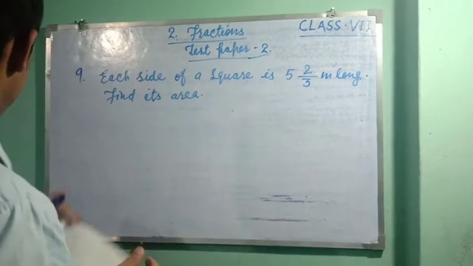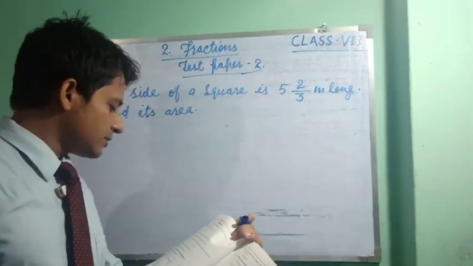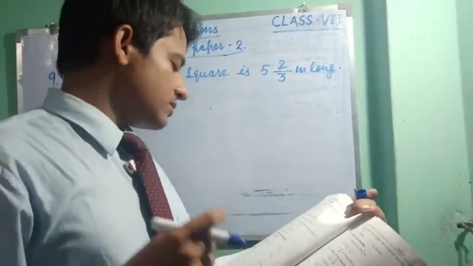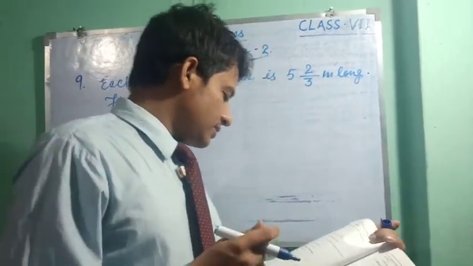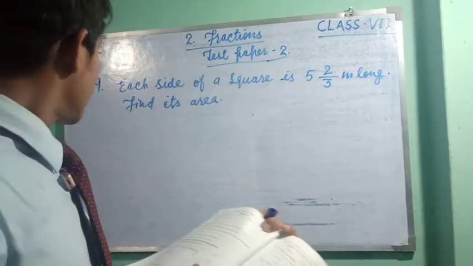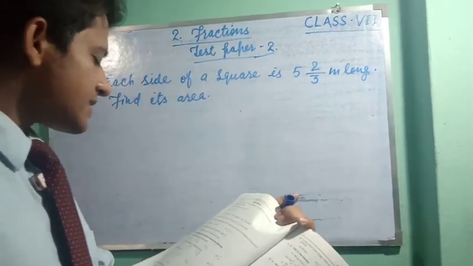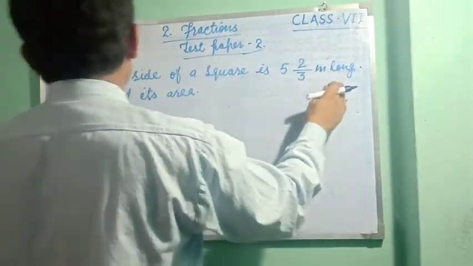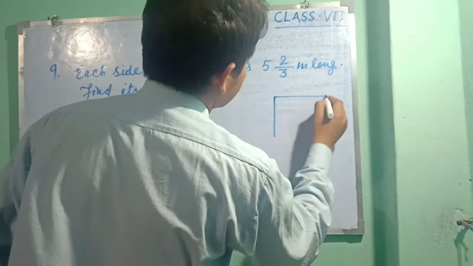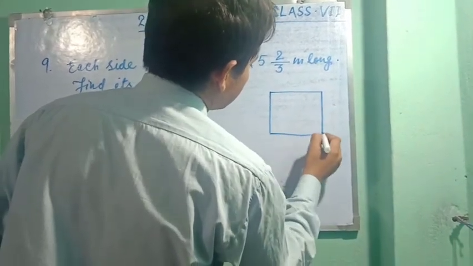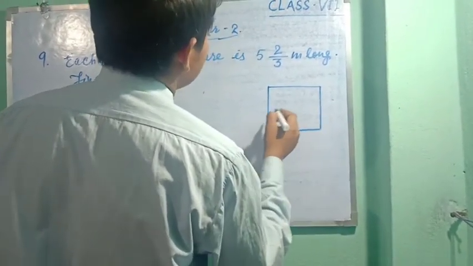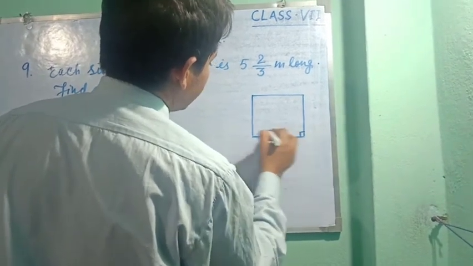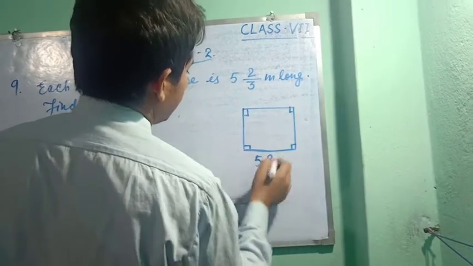See the next question, because question numbers 3, 4, 5, 6, 7 are similar to the previous ones. Now see question number 9. Each side of a square is 5 2/3 meter long. Here is the square, and you know about the square. In a square all sides are equal, and each interior angle is 90 degrees.